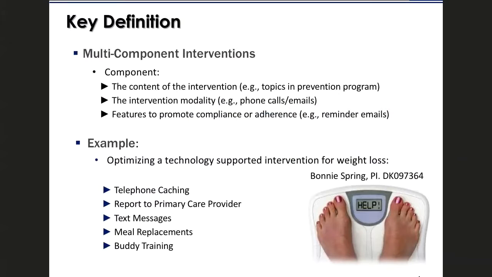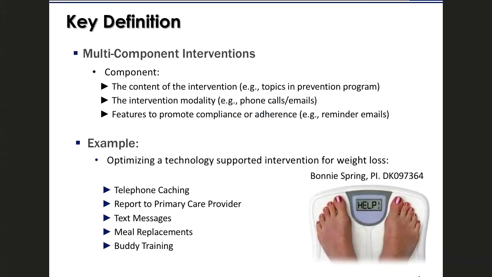Right? The best way to demonstrate this is with an example, and this example is based on the work of Barney Spring. And what Barney wanted to do is to develop and optimize a technology-based intervention for weight loss. And in the process of developing this intervention, Barney had multiple components in mind. See these 5 components?